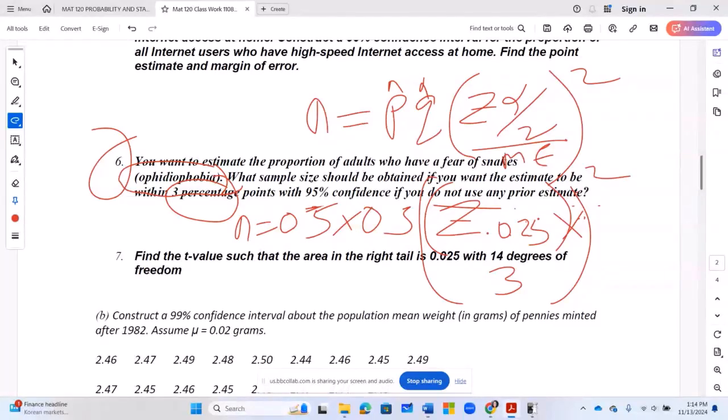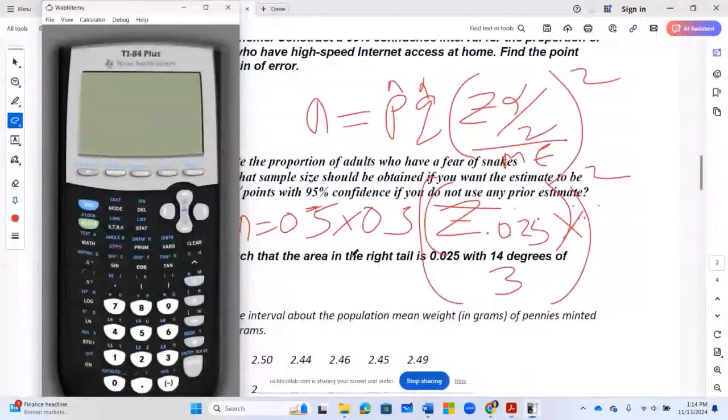All right. So now I will use my calculator to answer the question. So I will find the critical value, second, and then z 0.025, inverse norm. The mean is 0, standard deviation is 1. And when I hit enter, multiply, I get an answer. Then I divide that answer by 3.